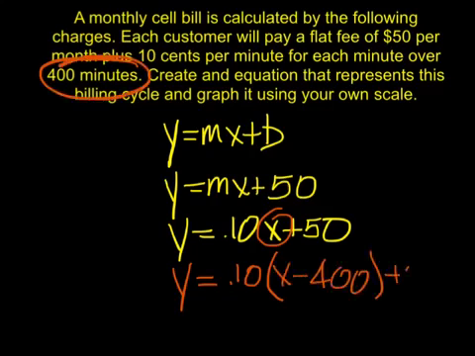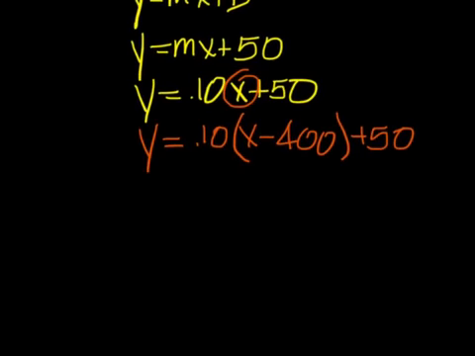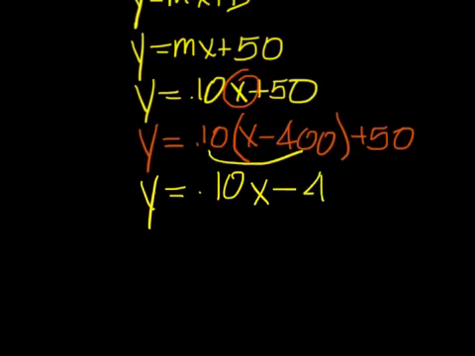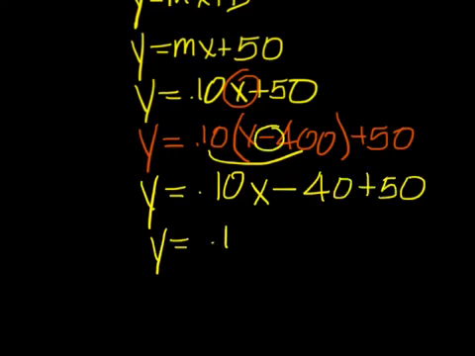And then what do we have to do with that set of parentheses? 0.10 times x is 0.10x, and then what? 0.10 times 400. Yeah, 0.10 times 400 is negative 40, so we'll put in minus 40 since this sign was there. What is negative 40 plus 50? 10. Positive 10, so this is your answer.